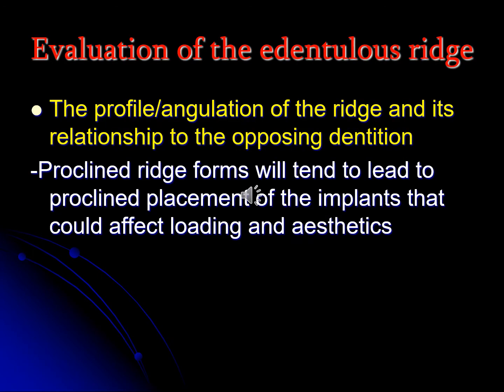The proclined ridge form will tend to lead to proclined placement of the implant that could affect the loading and the aesthetics. That means if we have proclined bone or resorbed bone that makes the bone proclined, and our implant follows the bone, the implant angulation will be proclined, which will affect the aesthetics and the function of the final prosthesis.